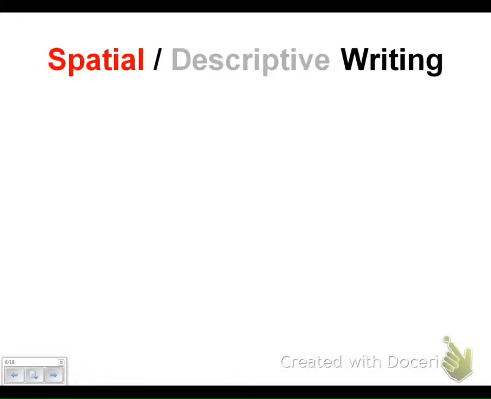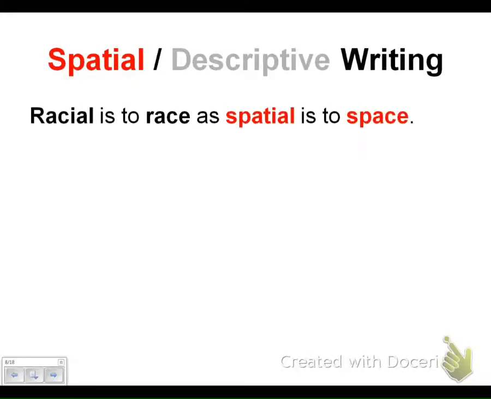Okay, the last one is spatial descriptive writing. So if you've never heard the word spatial before, I'm not trying to say special and just mispronouncing it. This is spatial. And racial is to race as spatial is to space. So you're taking space and making it into an adjective, basically. So you're talking about space is what you're talking about.